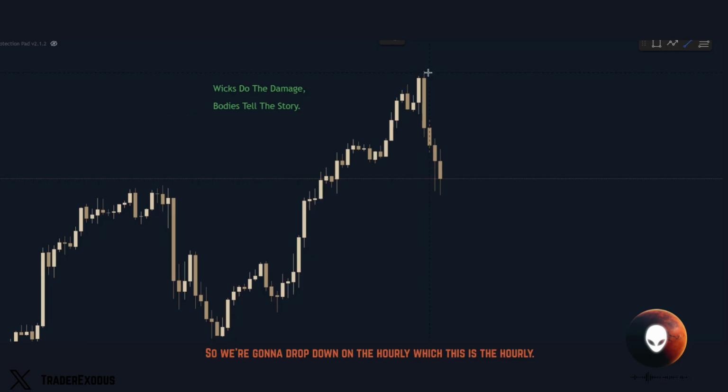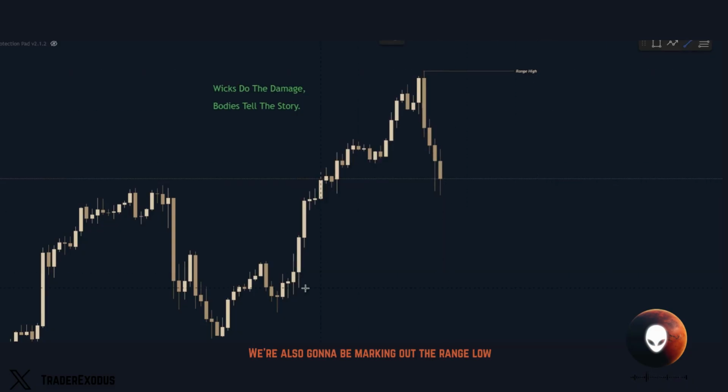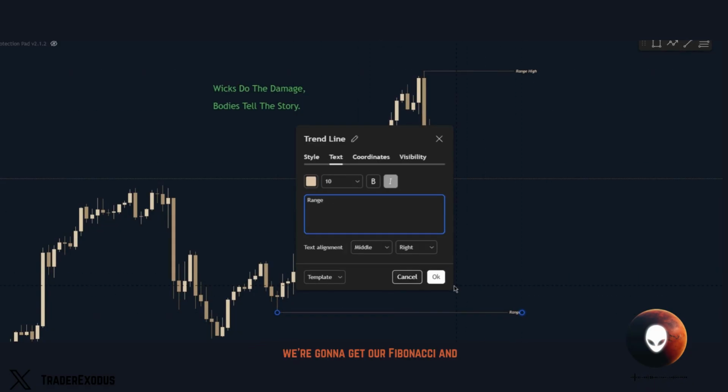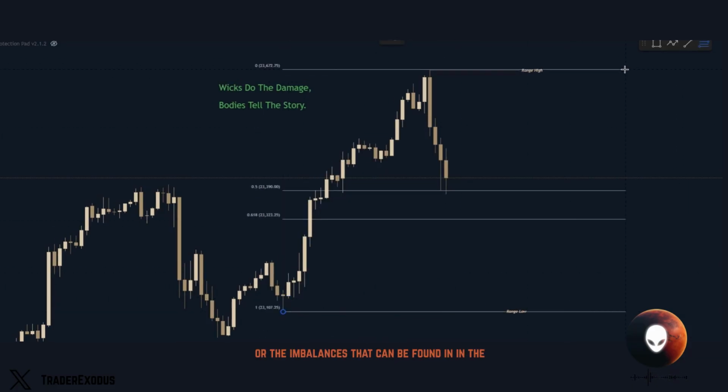So we're going to drop down on the hourly, which this is the hourly. We're going to be marking out the range high. We're also going to be marking out the range low. And we're going to get our Fibonacci and mark out the PD arrays or the imbalances that can be found in the equilibrium of the range.